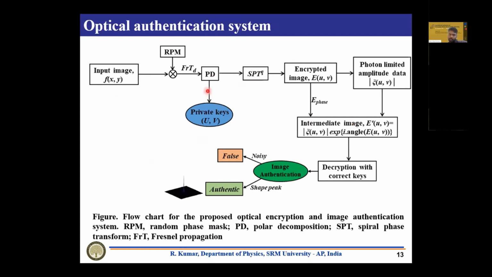So here, after this Fresnel propagation, we use this polar decomposition approach. This polar decomposition gives us one rotational matrix and two positive matrices U and V. These are the private keys, and then the spiral phase transform, and we get the encrypted image, and then we use the photon limited approach here. For this complex wavefront, the amplitude, we limit the number of photons, and then we decrypt with the correct keys, and then we run the nonlinear correlation operator on that. If the information is there, it will give a sharp peak, otherwise it will just give a random image.